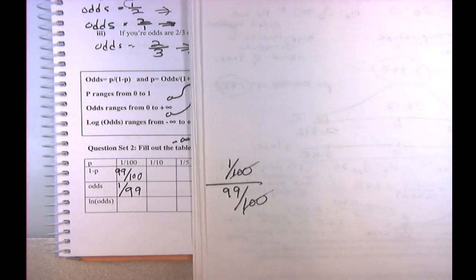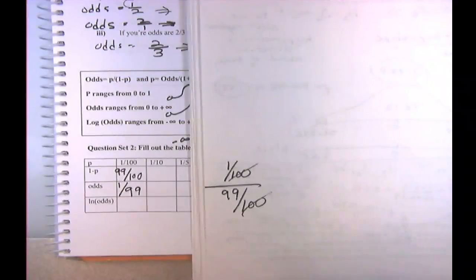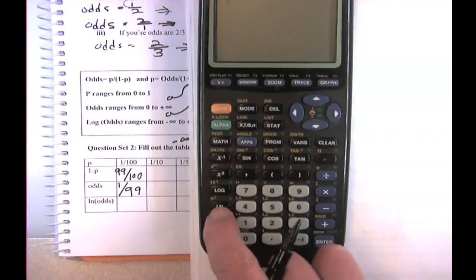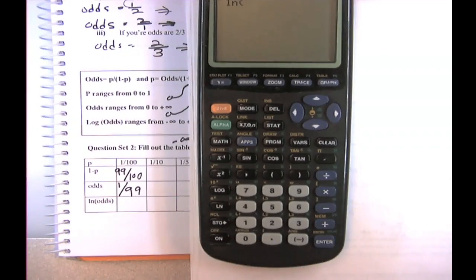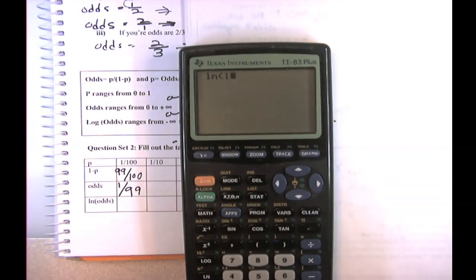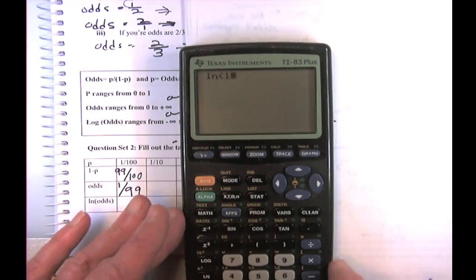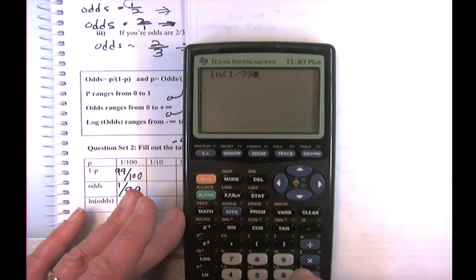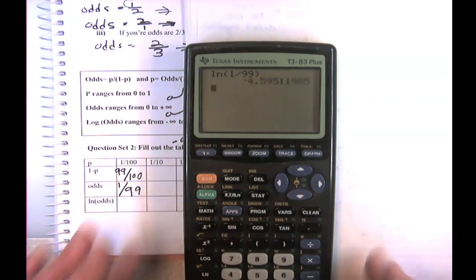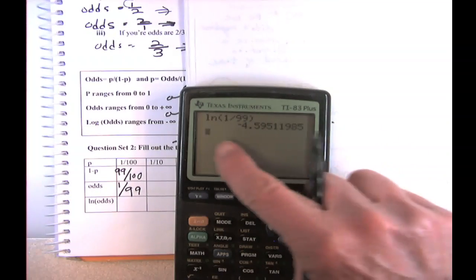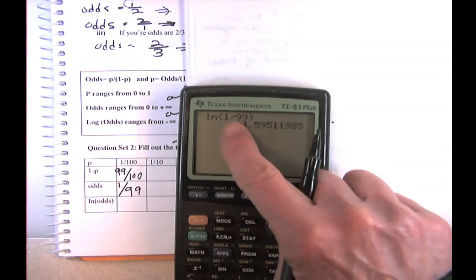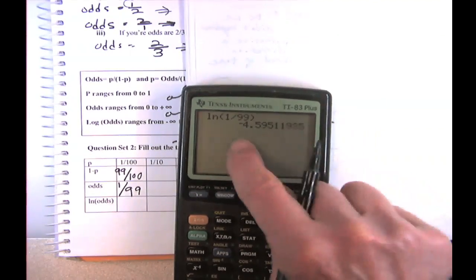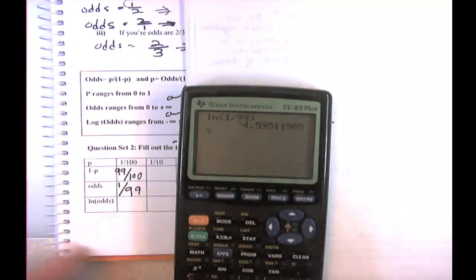All right. Now, you can't do the last one in your head. We have to find the log odds, so we're going to have to use your calculator. So let's do that. We'll take the natural log of 1 divided by 99, and we get a negative number, negative 4 point something. Let's just round it to negative 4.6.